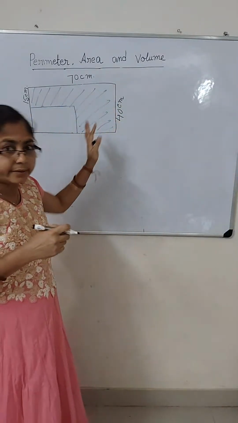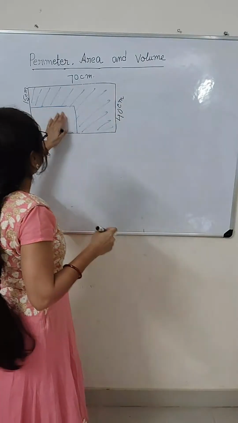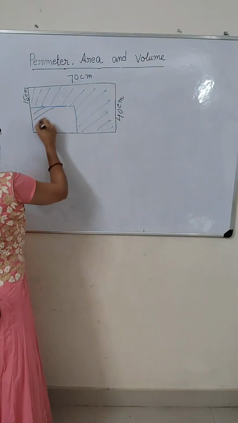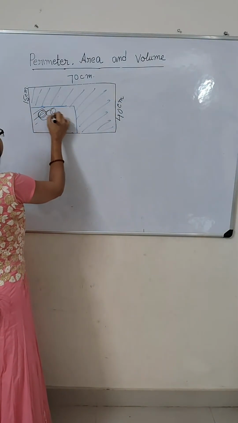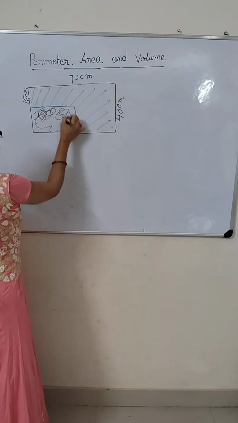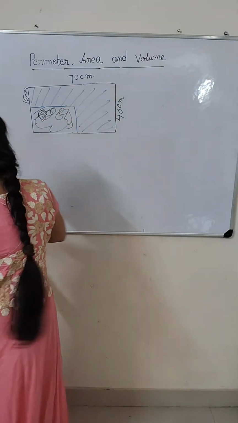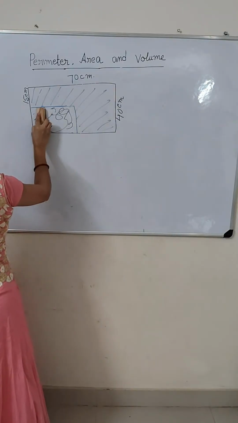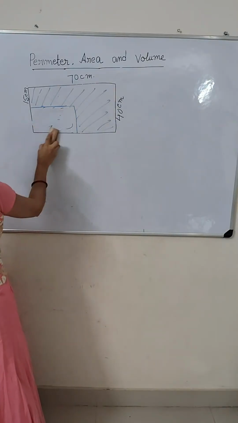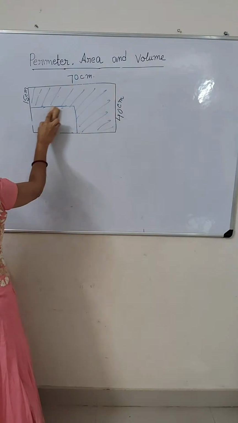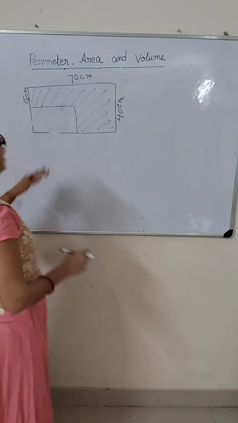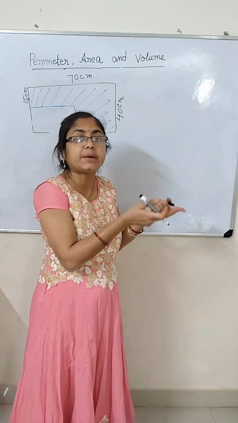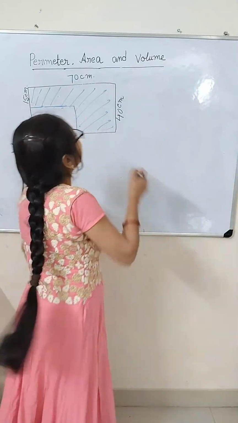There is a rectangle. And in the corner, there is another rectangle. Okay, another small rectangle. Find out the shaded part of the area. Now, what is the condition I give? Second one, you check it.